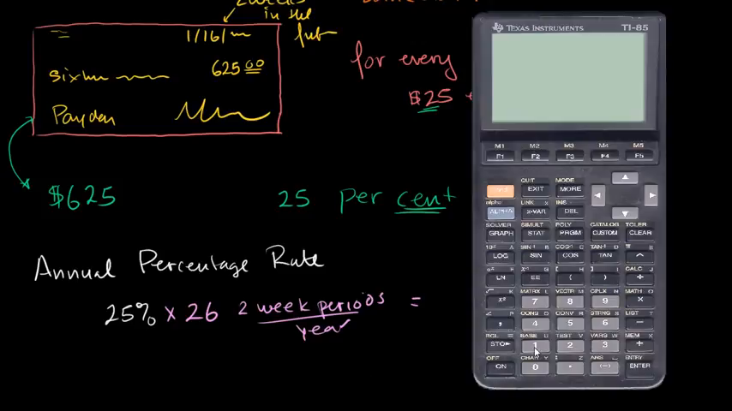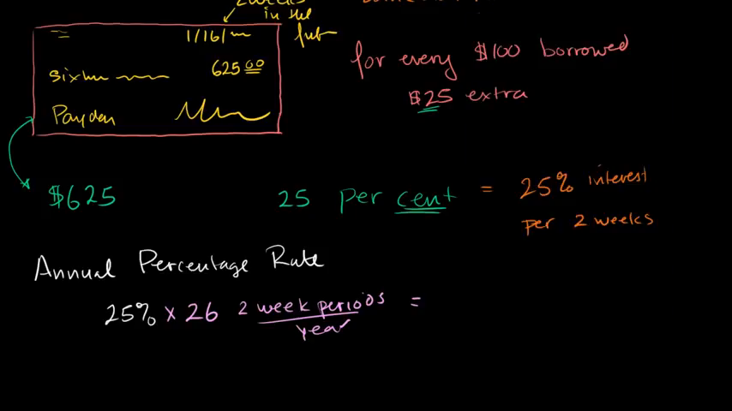So you have, well, I'll just multiply the numbers. I won't do it as a decimal. Let me turn it on. 25 times 26 is equal to 650%. We're paying an APR of 650%.